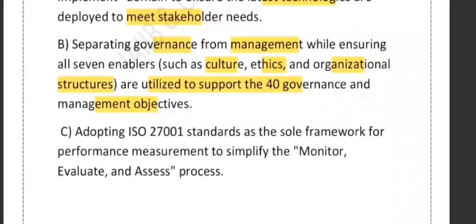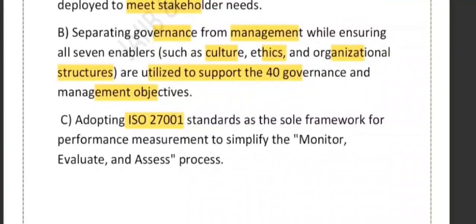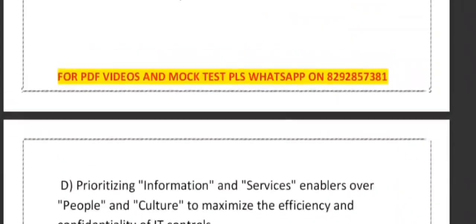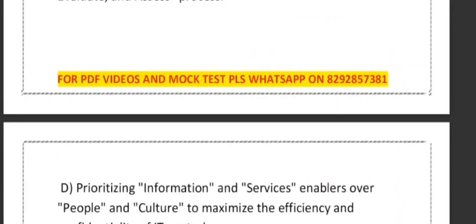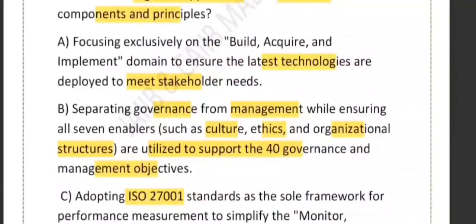Option C says that they should adopt ISO 27001 as a sole framework for performance measurement. And option D says to prioritize information and service over people and culture. So these are the 4 options that they have provided, and you have to select.